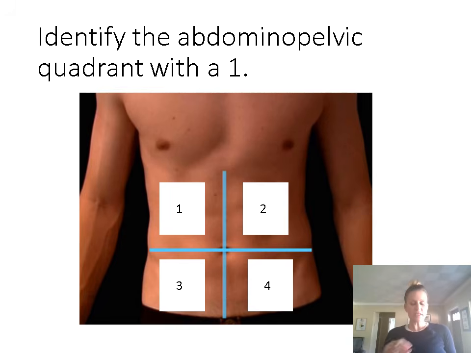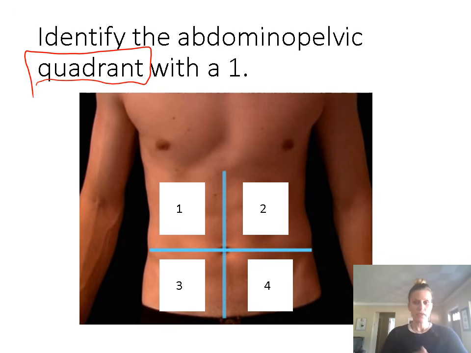Now, people get these mixed up sometimes. Those were abdominopelvic regions. These are abdominopelvic quadrants. So don't get them mixed up. The question will ask for an abdominopelvic quadrant or an abdominopelvic region. If you mix those answers up, it's going to be wrong. Quad means 4, right? So there are 4 quadrants.